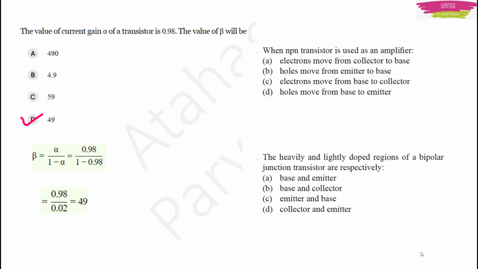Then, when an NPN transistor is used as an amplifier: electrons move from collector to base, holes move from emitter to base, electrons move from base to collector, or holes move from base to emitter. See, NPN means holes should move from base to emitter. Next question is, the heavily and lightly doped regions of a bipolar junction transistor are, respectively, of course, emitter and base. The heavily doped is emitter, the lightly doped is base, and collector is the moderate one.